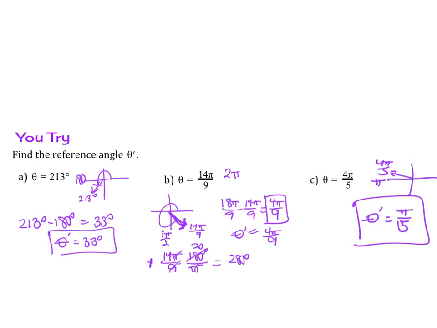Letter C, we have 4 pi over 5. And I hope you see that that is just shy of 1 pi. And so I just did pi minus 4 pi over 5, and that is pi over 5.